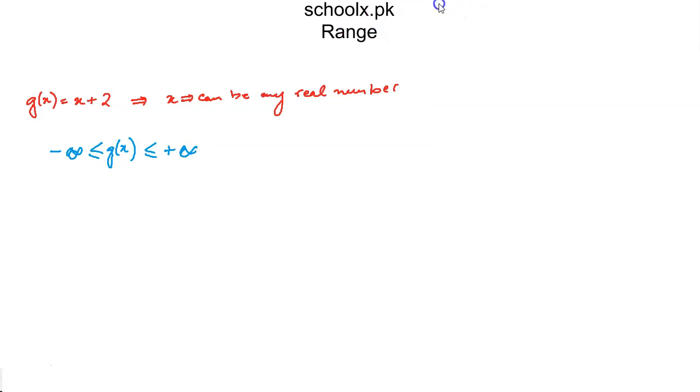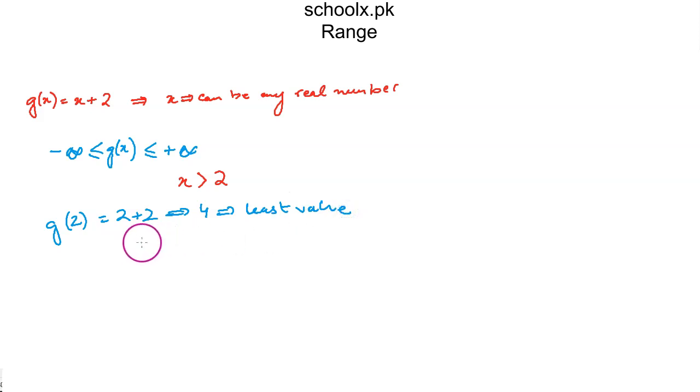Now if we had a condition, let's say they would have restricted the domain, which is, let's say, x is greater than 2. Now domain is the input of the function. Now the least value of this function will be, as you can see, quite easy to find. It will be g of 2 equals 2 plus 2, which is 4. All the other values will be greater than this value, which is quite obvious. Hence the range of the function for this condition will be g of x greater than 4.